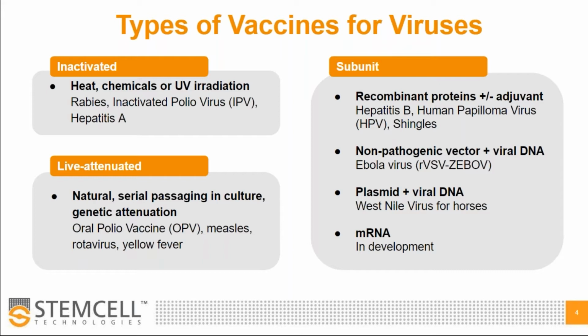Importantly, these different types of vaccines are somewhat different in their ability to induce the cell-mediated and antibody-mediated immune responses. Typically, the inactivated and subunit vaccines are not very good at eliciting the cell-mediated immune response, but they are still very potent at eliciting the antibody-mediated immune response. And live-attenuated vaccines are very efficient at eliciting both cell and antibody-mediated immune responses.